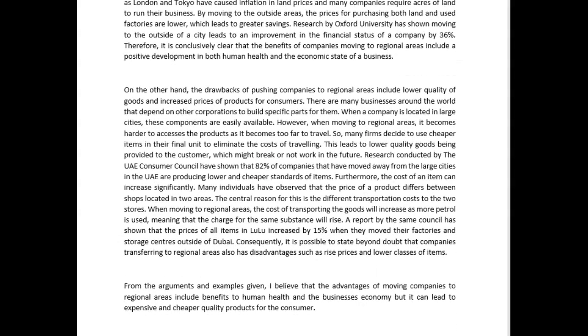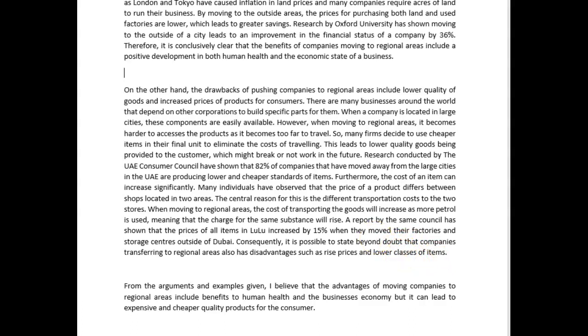Consequently, it is possible to say beyond doubt that companies transferring to regional areas also have disadvantages such as rising prices and lower class of items. I don't know about that word, classes. Lower quality of items, I think would have been better here.